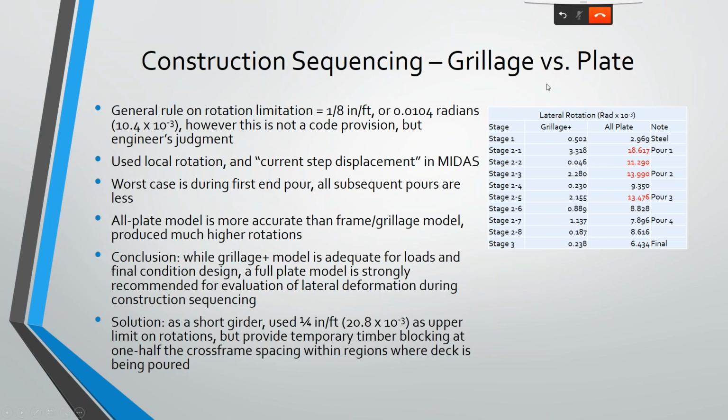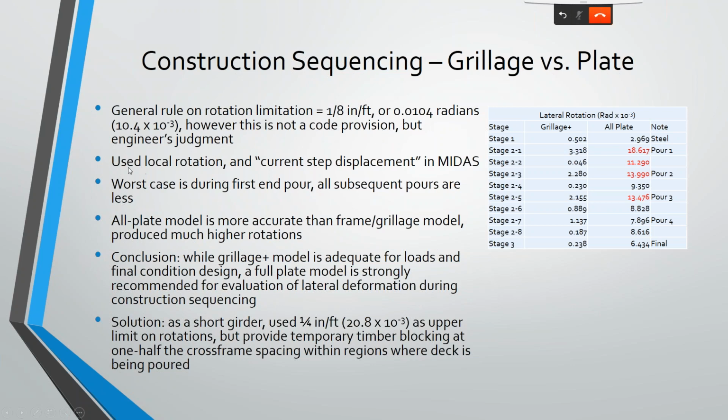And then the grillage versus the plate, the end result of this. So the general rule on rotation limitation is about an 1/8 inch per foot. This is kind of a rule of thumb. Some of the DOTs have adopted it in their bridge manuals, but it's not really a code provision. It's not from AASHTO. It's just a judgment call that they're making.